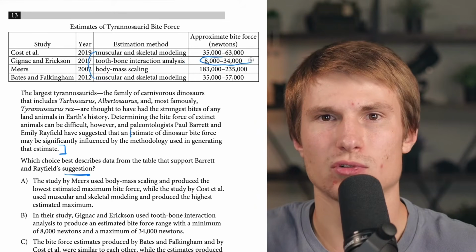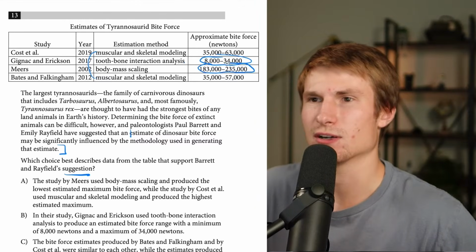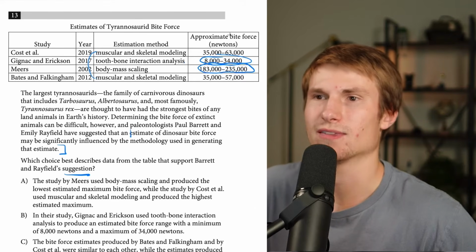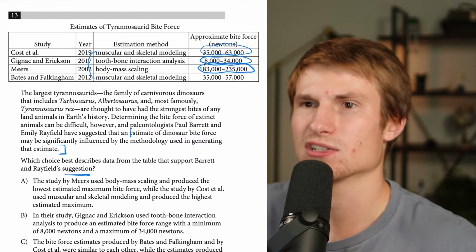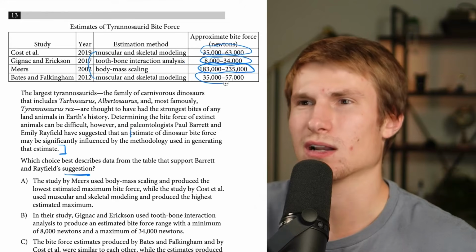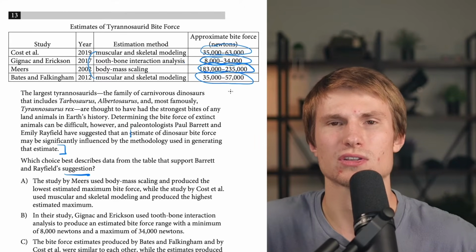We have the lowest one here, and then the highest one here, which is obviously very different from the lowest, 8,000 to 235,000. And then we have these two, which are the same method, muscular and skeletal modeling, and they're roughly the same. They're very, very close. So let's look at our options.